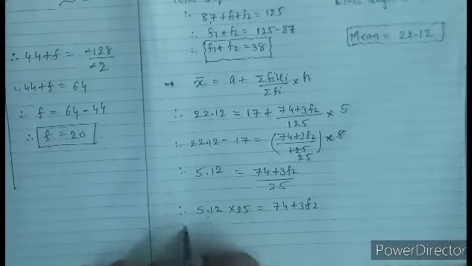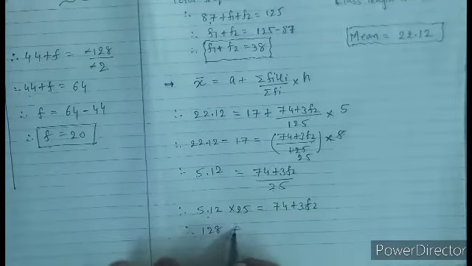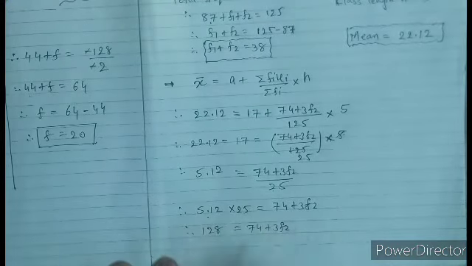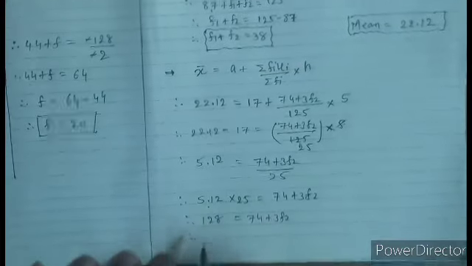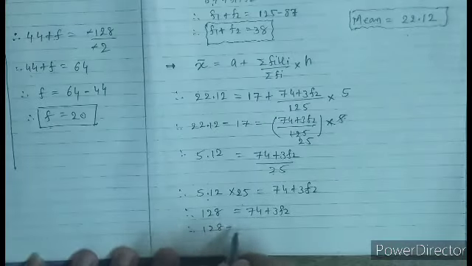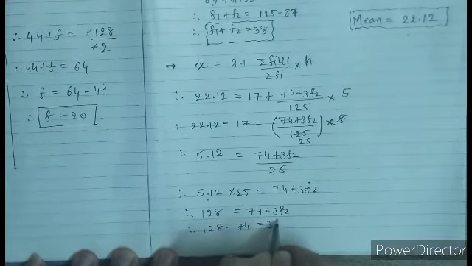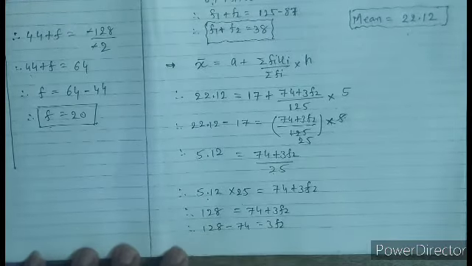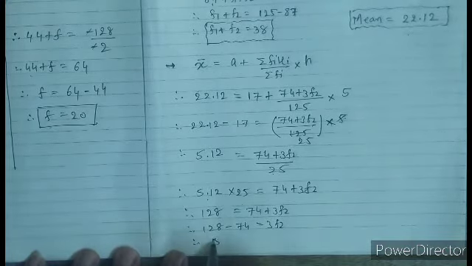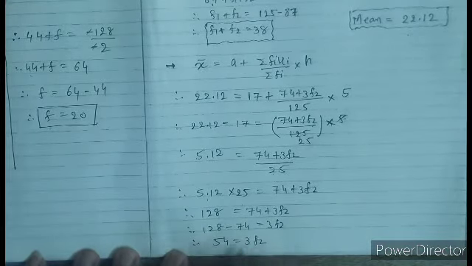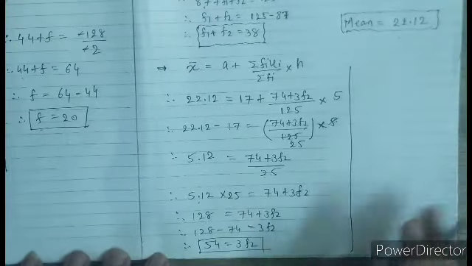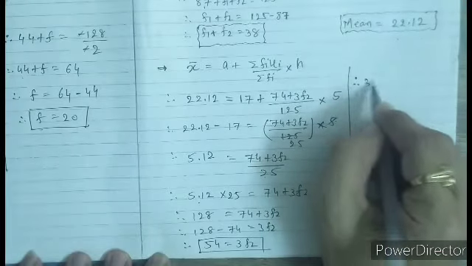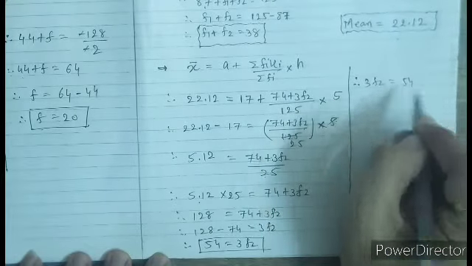You will get 128. So we got 128 equals 74 plus 3F2. Now we get 128 minus 74 equals 3F2. 128 minus 74, you will get 54 equals 3F2. See the calculation carefully. Here we got 3F2 equals 54. So I write here 3F2 equals 54.